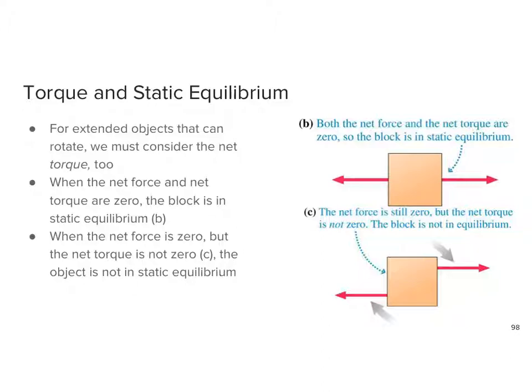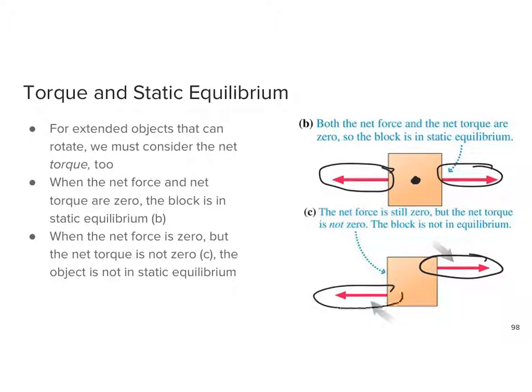Now, for extended objects that have the ability to rotate, we need to also consider not just how much force is being applied, but also where that force is being applied. If you imagine that this object has the ability to rotate and move at its center of mass, in this case there are two forces, and those forces are balanced. But compared to the bottom one, here we have two torques.